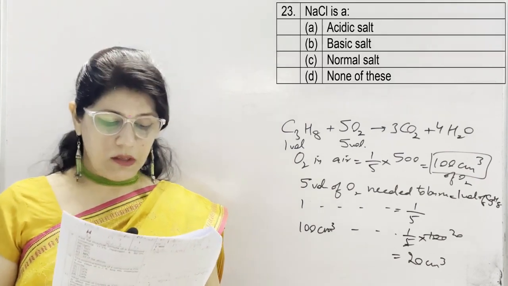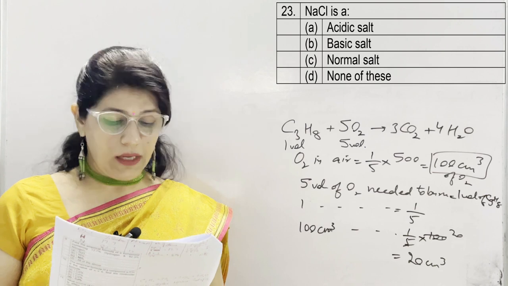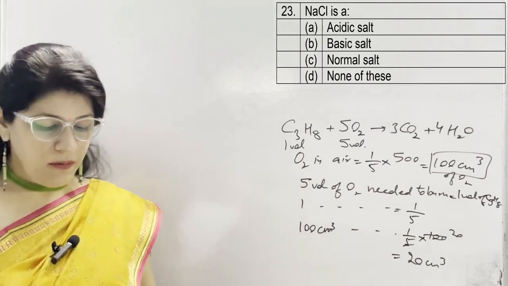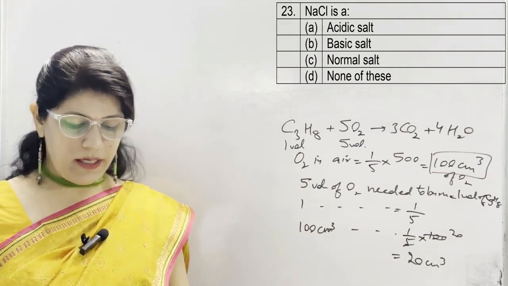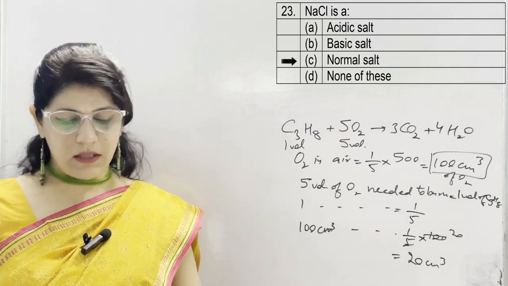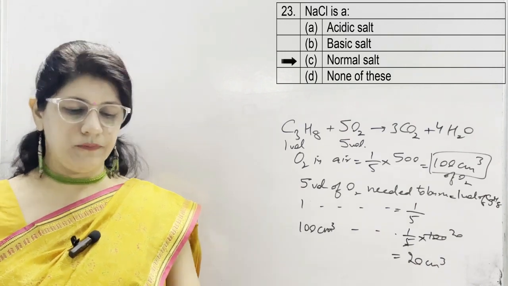In question number 23, NaCl is A acidic salt, B basic salt, C normal salt, and D none of these, and the correct answer is C, it is a normal salt.